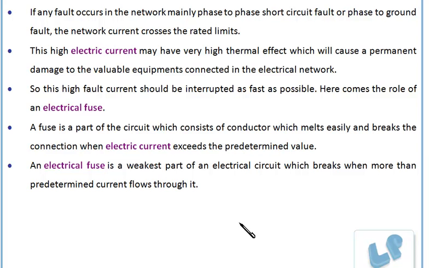So this way we can prevent the other appliances from getting damaged, or maybe fire in the house can also be avoided in some cases. Okay, so we have discussed the working of an electric fuse. We have discussed the heating effect of electric current, and how it is useful to operate various electrical appliances.